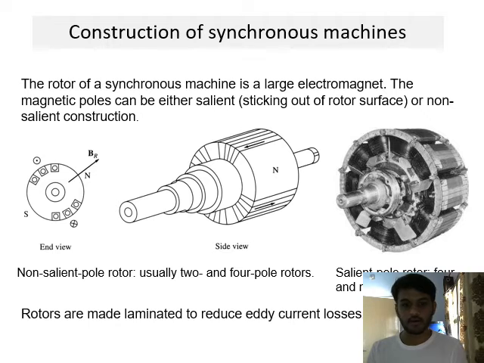You can clearly see here, this is one pole. Then this is the second pole. So there are a number of poles here, but in a non-salient pole type machine we usually have two or four pole rotors. Rotors are made laminated to reduce the eddy current loss, like the induction motor.